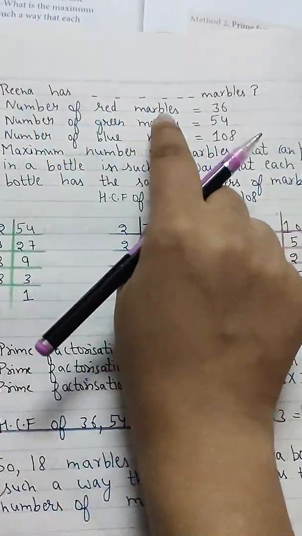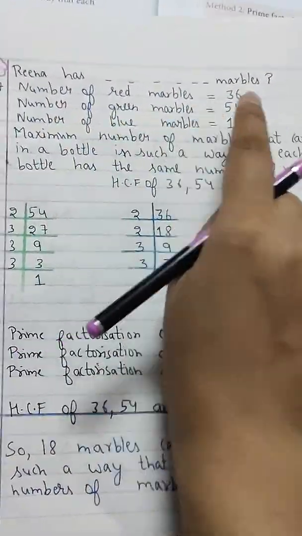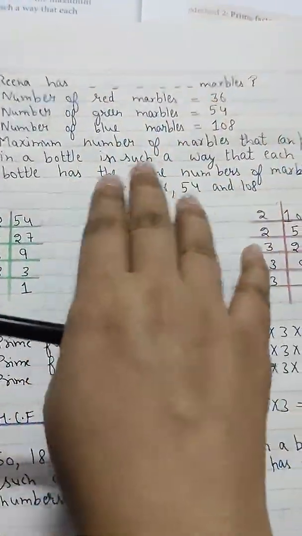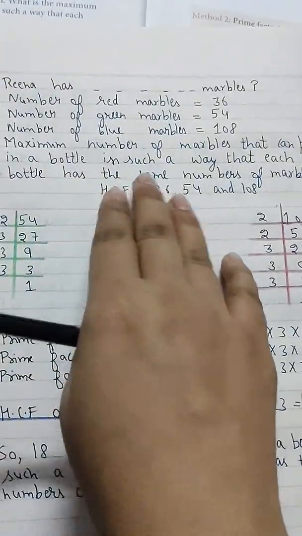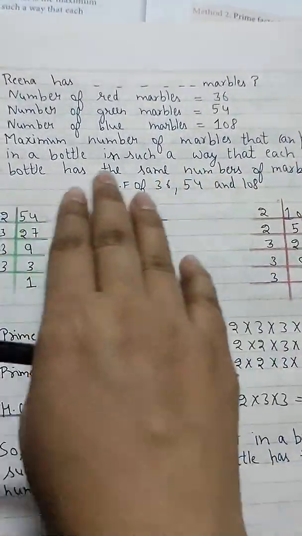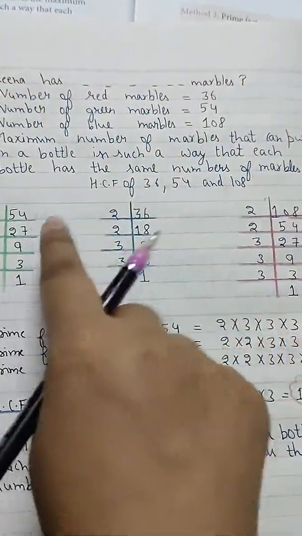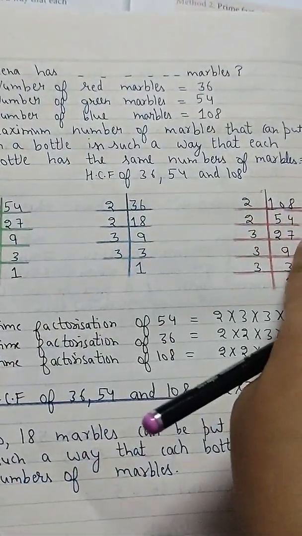So here the number of red marbles is 36, the number of green marbles is 54, and the number of blue marbles is 108. As we have to find the maximum number of marbles that can be put in a bottle in such a way that each bottle has the same number of marbles, what you will do is find the HCF of all three numbers.